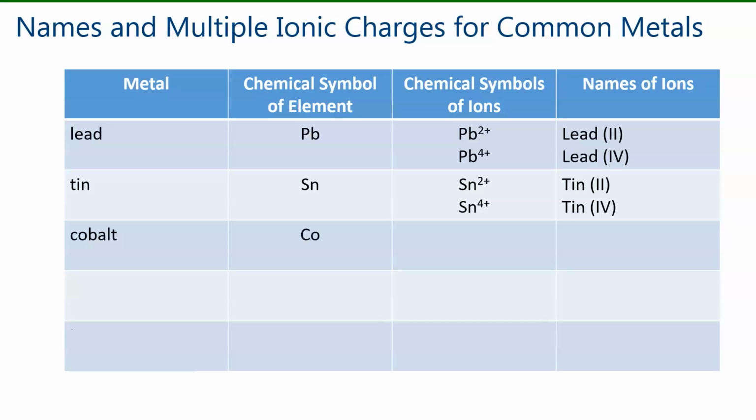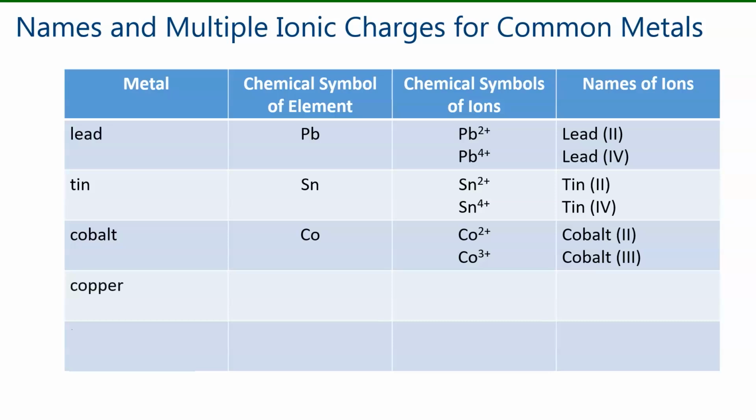Our next metal is cobalt. The symbol for cobalt is Co. If we look that up on the periodic table of ions, we can see there's 2 ions for cobalt, one with a positive charge of 2, and the other cobalt ion has a charge of +3. When we name the ions, we say cobalt 2 using our Roman numerals to indicate 2, and cobalt 3 using our Roman numerals to indicate 3.